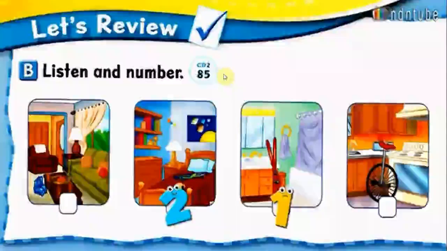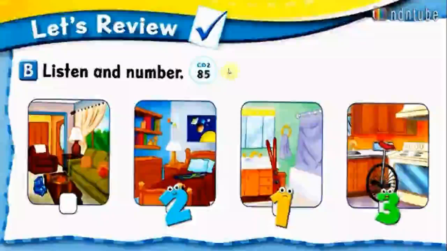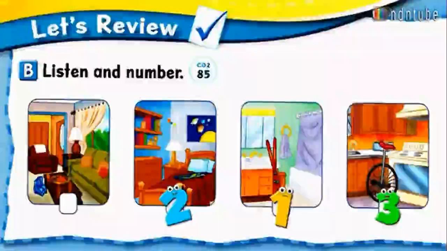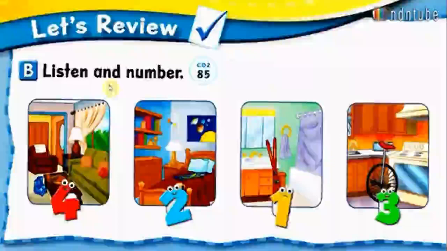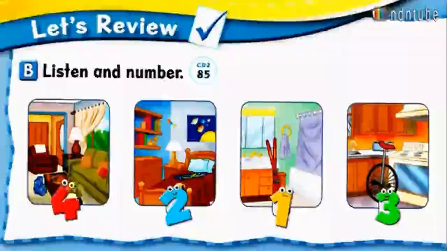Number 3. The unicycle was in the kitchen. Where is the picture of the kitchen? Number 4. The inline skates were in the living room. Where is the living room? Which picture?